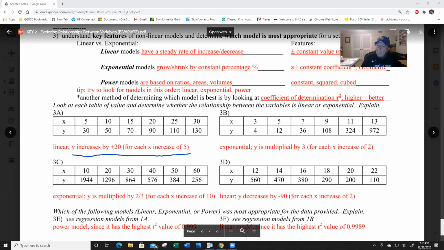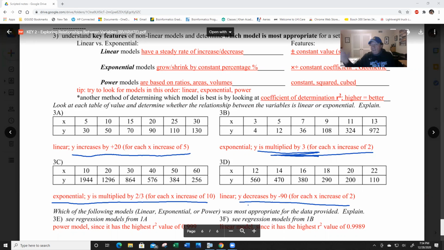That's for A. For B, you have a multiplier of 3. For every x increase of 2, you have y being multiplied, so you have an exponential function there. C is also exponential for a very similar reason, except the multiplier is 2/3. And then D is linear because y decreases by 90 for every x increase of 2. So it takes a while to see that. I think if you actually graphed 3A, B, C, and D, you would clearly see which ones are linear and which ones are exponential. But we did that in the exercise above. Again, just some things to get you thinking about stuff. I'm really doing overkill here.